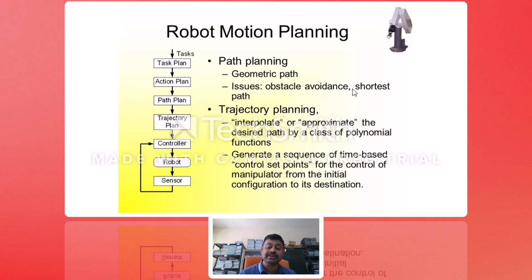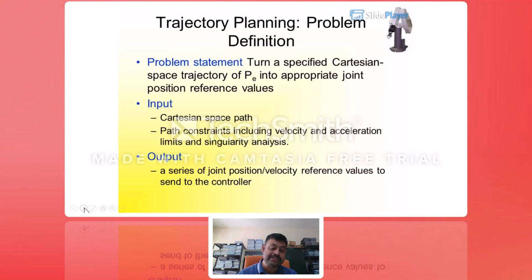Shortest path, obstacle avoidance. In the case of trajectory planning, we interpolate or approximate the desired path by a class of polynomial functions and generate a sequence of time-based control set points. This is important. A task is there, and how long will it take to complete that particular task, for the control of the manipulator from the initial configuration to the destination. So here we can clearly understand what is time-based and what is non-time-based.